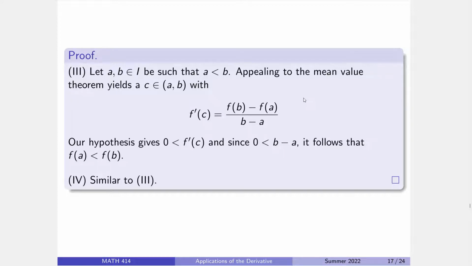Alright. So, derivatives tell us min-maxes. Mean value theorem: average rate of change is instantaneous rate of change. Derivatives tell me where I'm constant or increasing or decreasing.